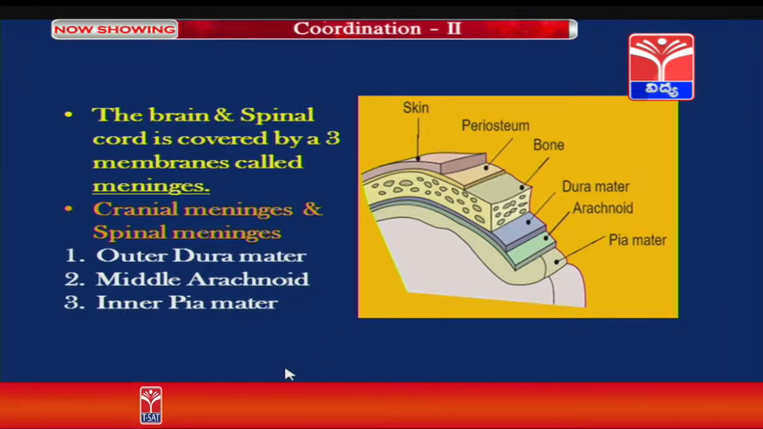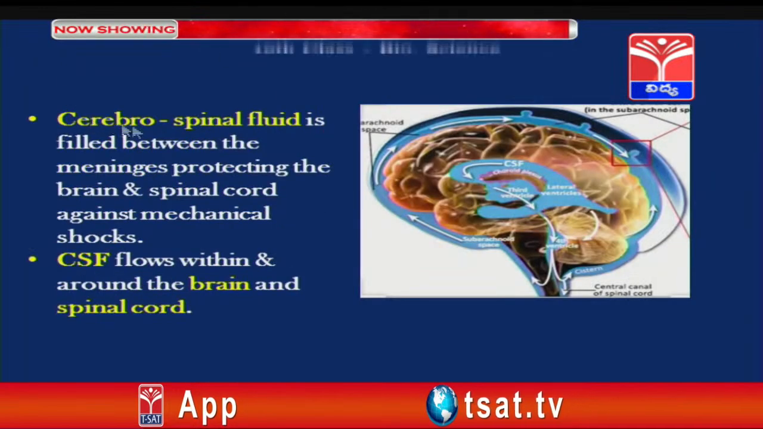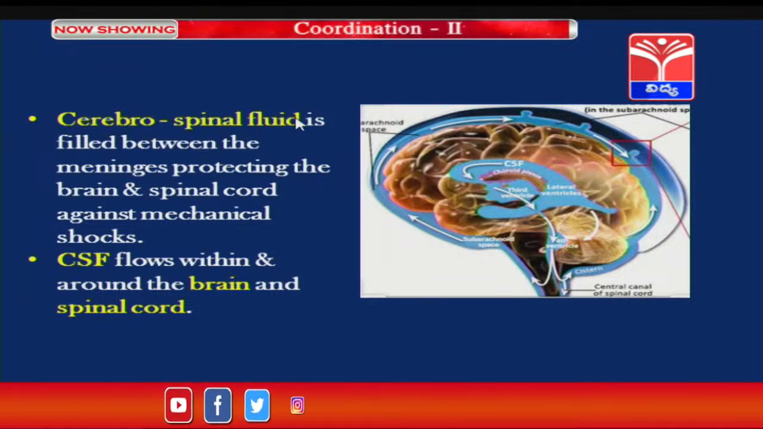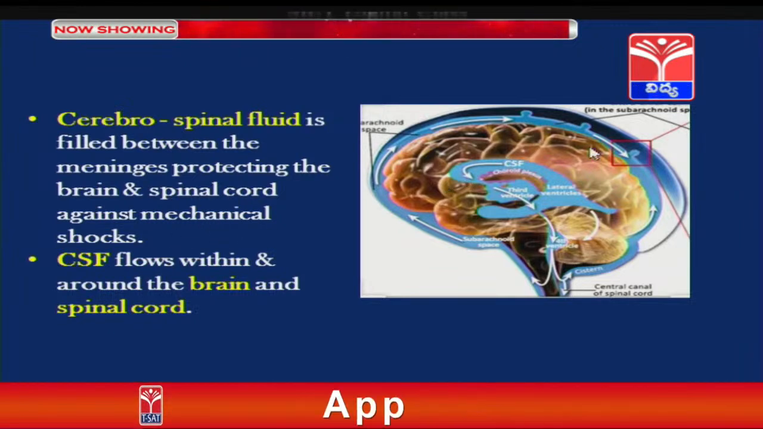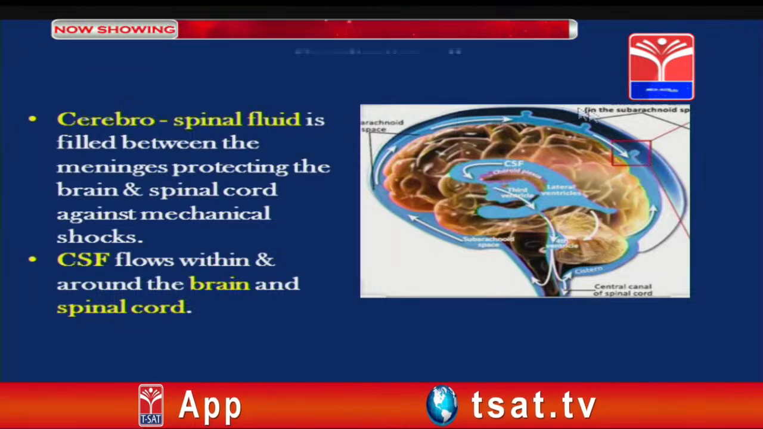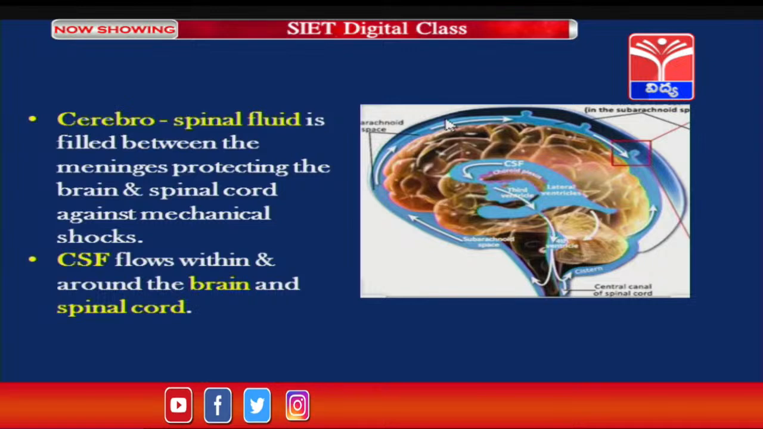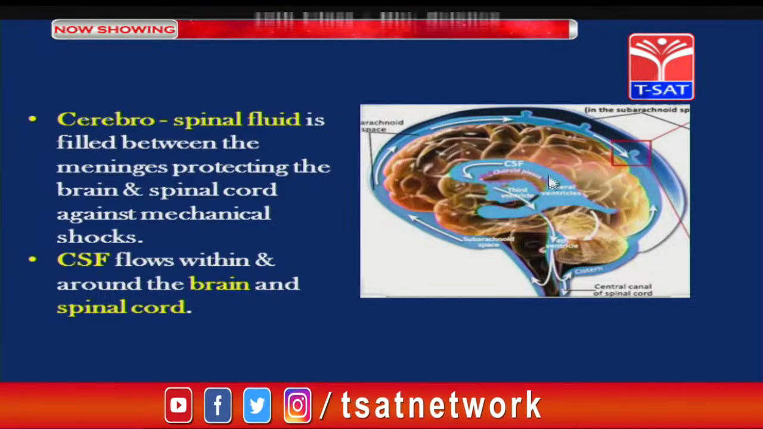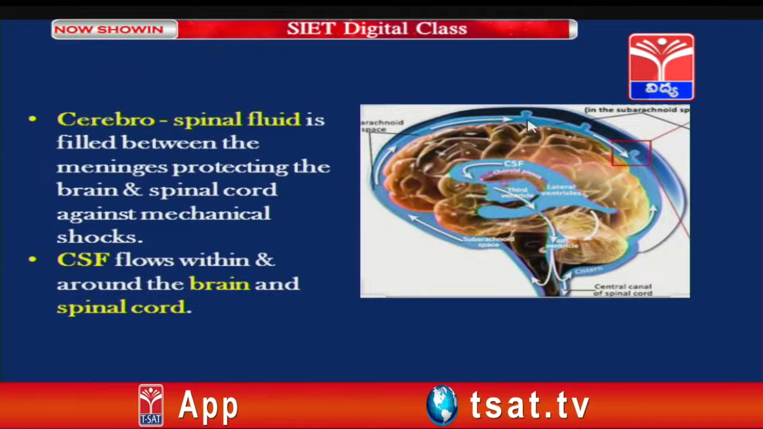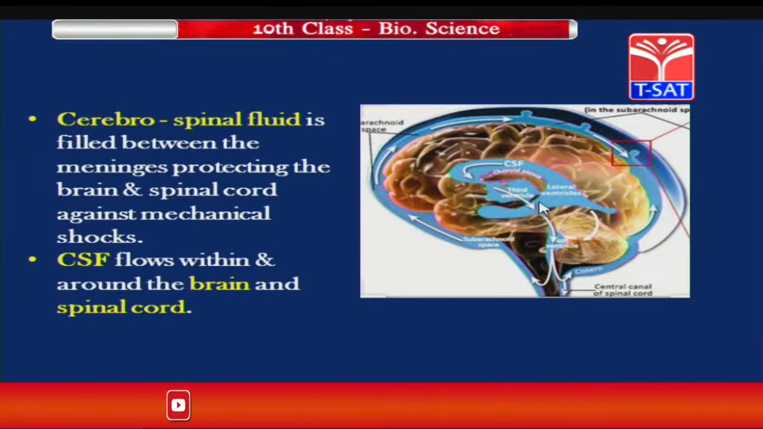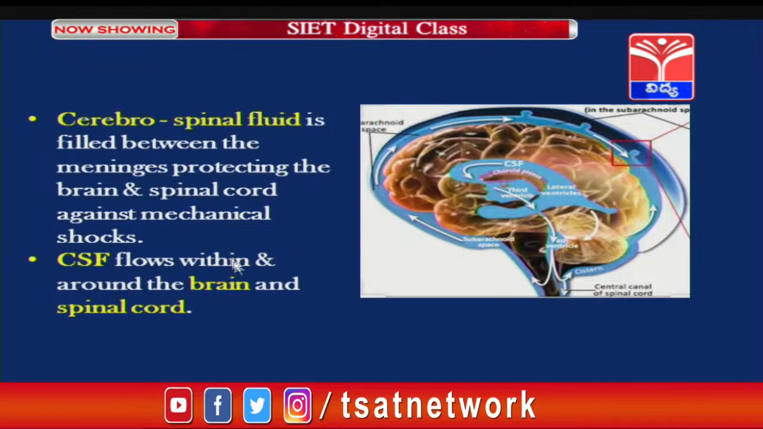There is a space between these meninges called the cerebrospinal space, which is filled with a fluid called cerebrospinal fluid. It protects the brain and spinal cord against mechanical shocks. The blue colored portion in the picture indicates the cerebrospinal fluid. You can clearly see the cerebrospinal fluid flows within the brain as well as surrounding the brain. The same fluid also surrounds the spinal cord and even flows within the spinal cord, giving protection to the brain and spinal cord against mechanical shocks.